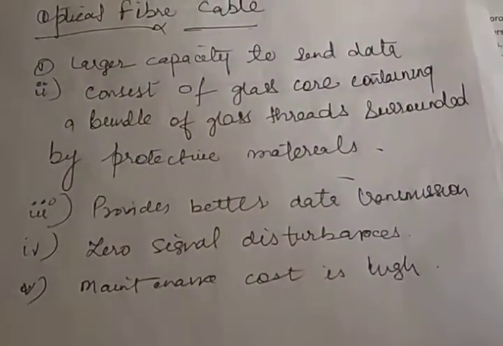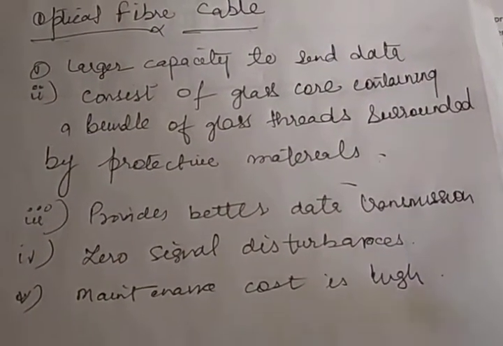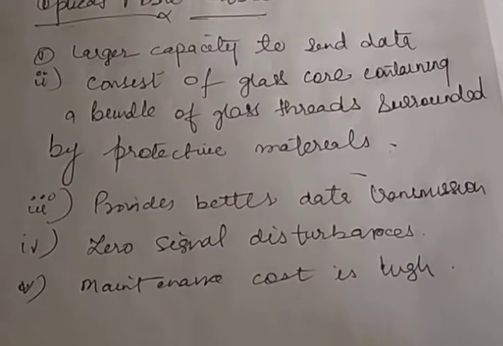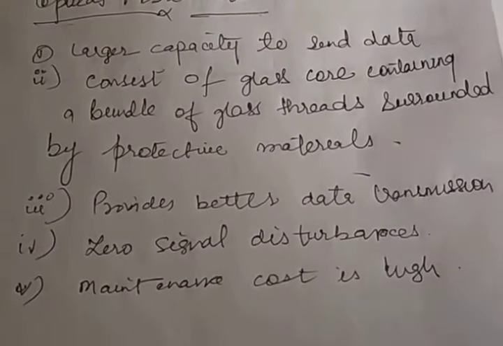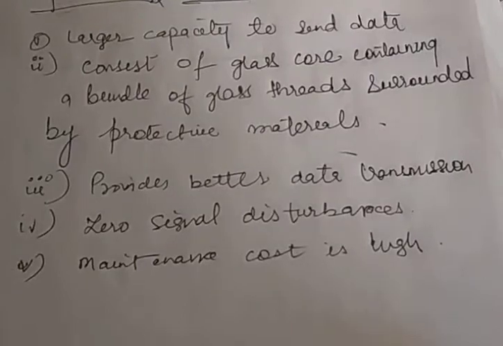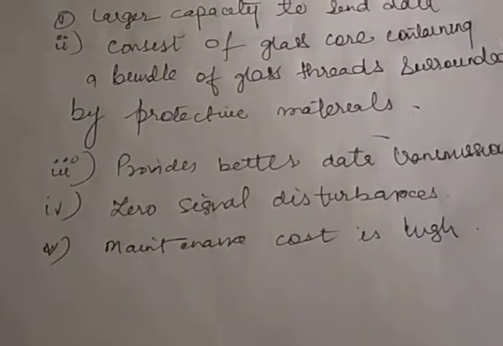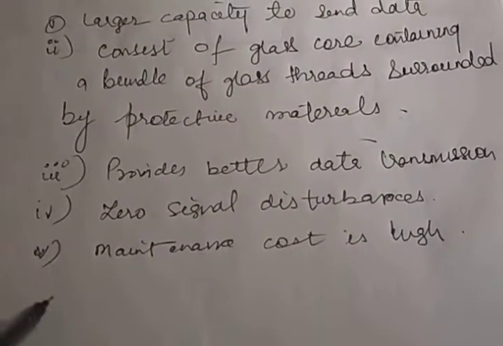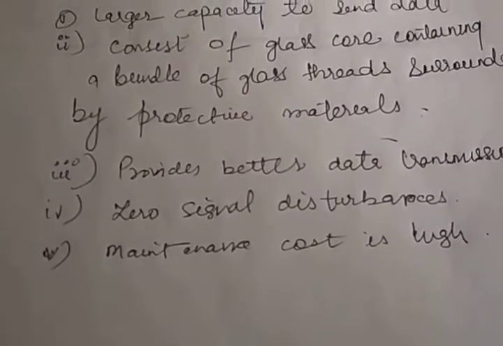It provides better data transmission. Better data transmission means without any disturbance. ठीक है. डेटा अच्छी तरीके से एक जगह से दूसरे जगह बिना किसी डिस्टर्बेंस के मूव करता है. And one disadvantage also is that its maintenance cost is high. इसको मेंटेन करना काफ़ी कॉस्टली पड़ जाता है.